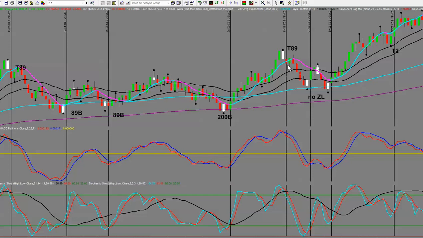What made it a T89? My entry was outside the channel. When you get these extended moves, you get what we call angulation. Over here we've got another 89 bounce. You can see we bounced, but it was a no trade. Why is that? Notice here that our zero lag is still heading down.